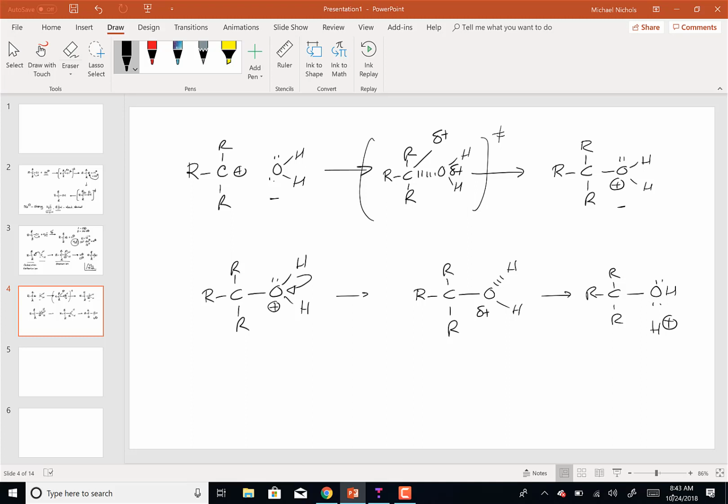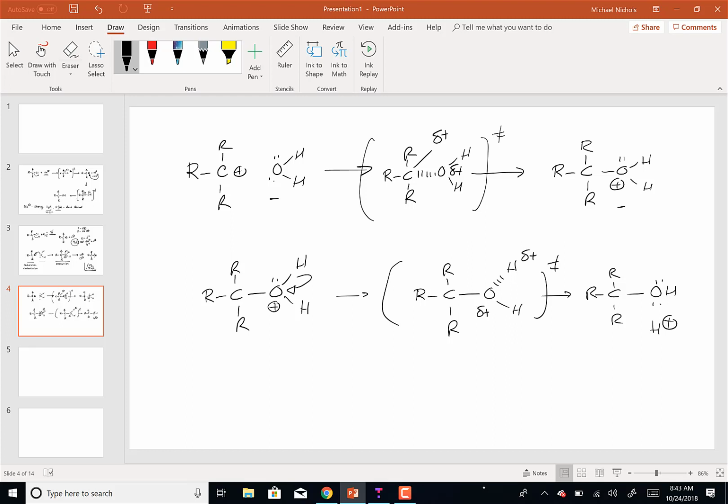Sarah, can you? Partial positive. Good. It's delta positive as well. I have to do this just to keep everybody on their toes. So yeah, they're both delta positive. Because again, what's happening? The positive charge on the oxygen is being transferred to the hydrogen that's going to become H plus. Okay. So there you go. So there's the transition state for those two steps.